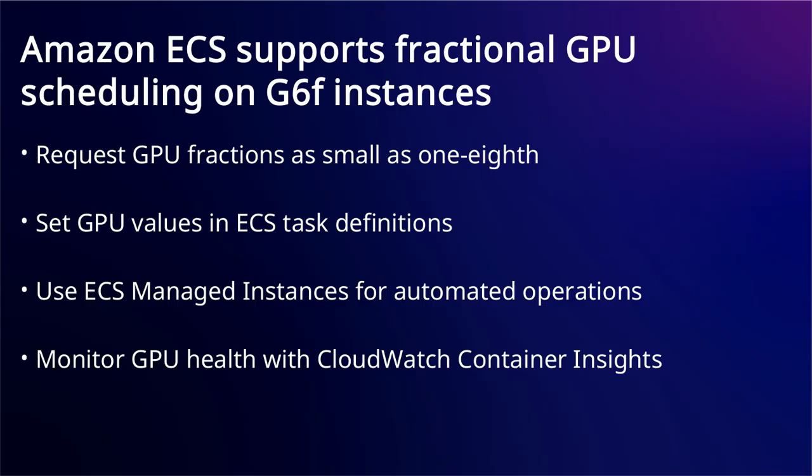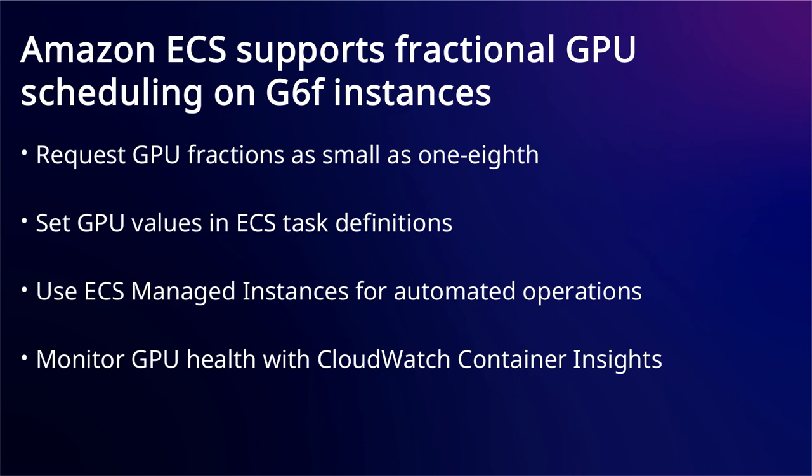You can now request fractional GPUs by setting GPU equals 0.125, GPU equals 0.25, or GPU equals 0.5 in your ECS task definition container configuration. ECS automatically places your task on a G6f instance with an NVIDIA L4 Tensor Core GPU that satisfies your request, allowing you to right-size your containers and reduce costs.